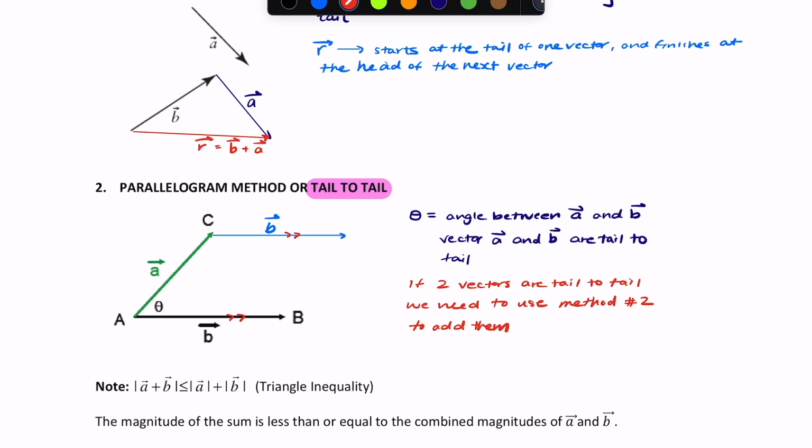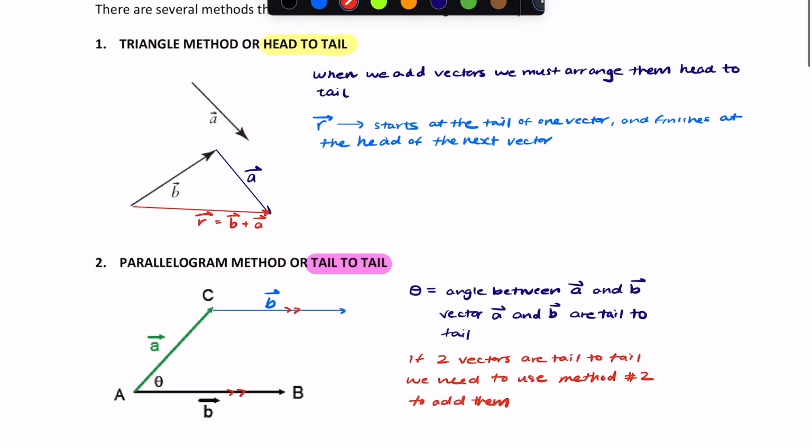And so now we can, again, connect it from the tail to the head of the second vector. We can connect it in terms of the resultant vector, from the tail of vector A to the head of vector B. So here, our resultant vector is equal to vector A plus vector B.